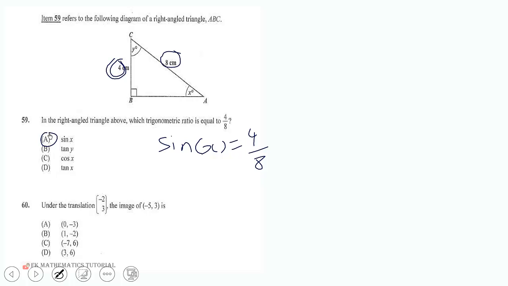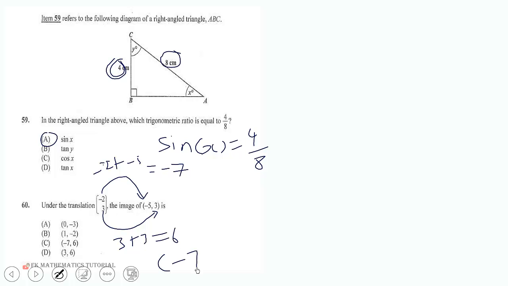Under the translation (-2, 3), the image of (-5, 3) is: you add -2 to -5. So -2 plus -5 will give you -7. When you add 3 to 3, you get 6. So you get (-7, 6). So the correct answer is C.